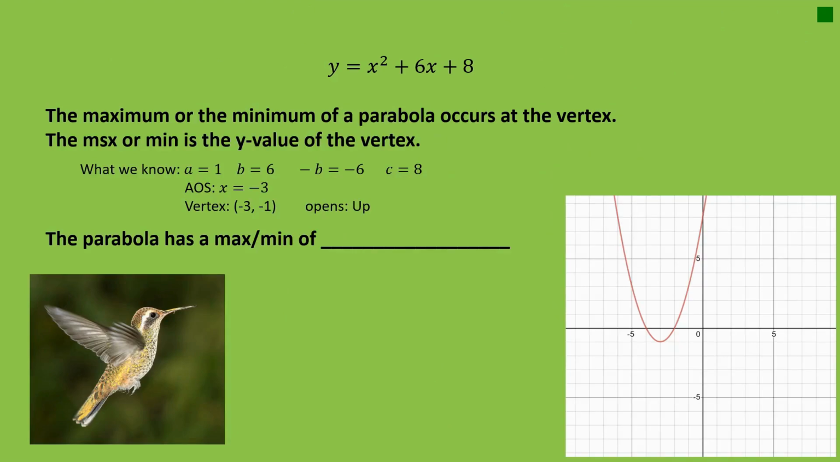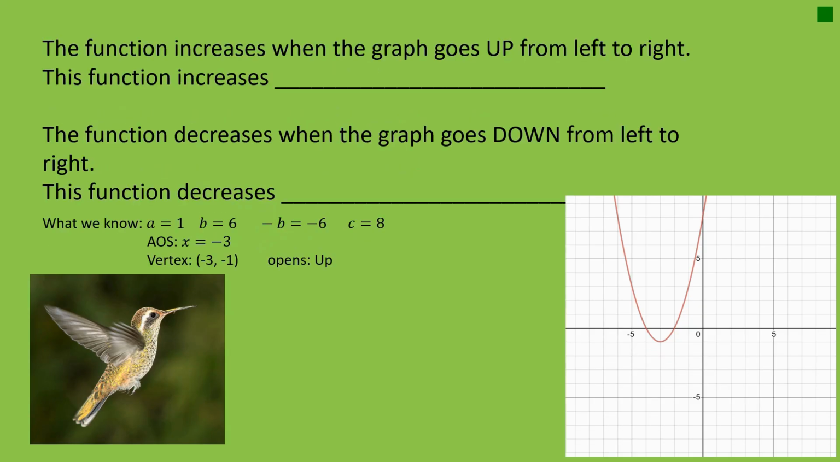Okay, I shouldn't have done that on that slide. So let's look at that again. So here we go, down here, this is a bottom point. A bottom point means we have a minimum. How low does it go? -1. So now let's find where it's increasing or decreasing.